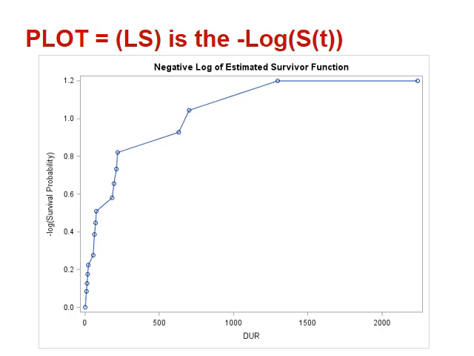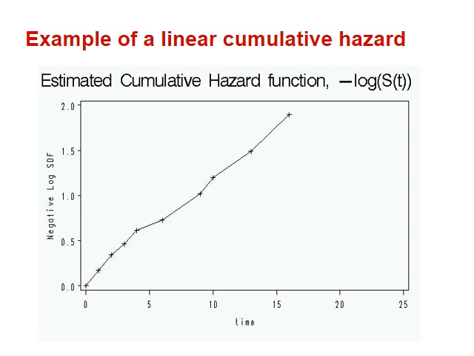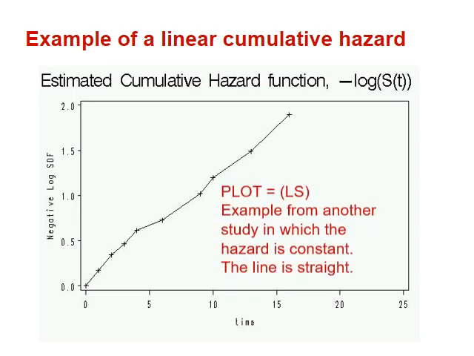If the line is curved up, the hazard increases with time. And if the line is curved down, the hazard decreases with time. In the present case, the hazard decreases with time because the line is curved downwards. These plots affect how you set up your regression model if you use a parametric model such as PROC LIFEREG, where you actually need to decide which distribution you need to use. This is a plot from another study just to show you how the line for a constant hazard looks like.